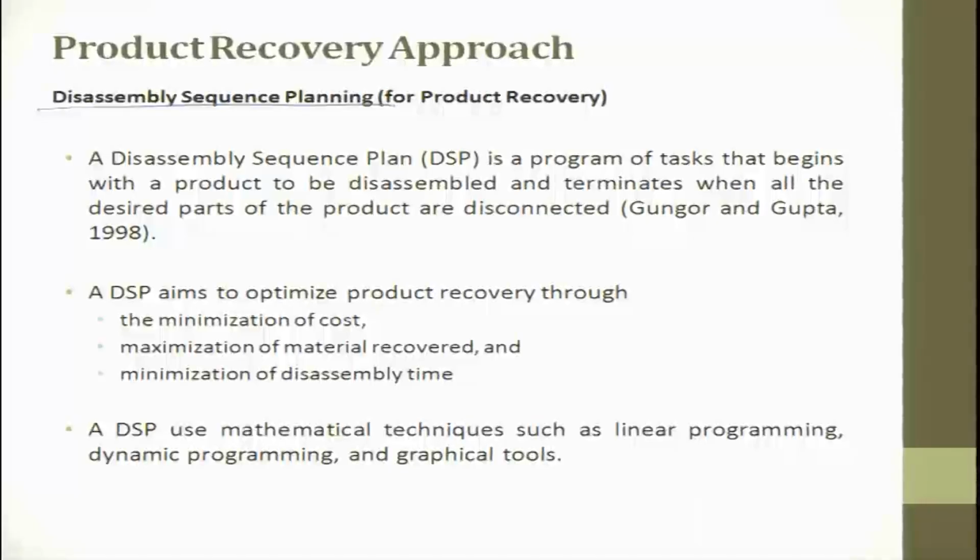So, the disassembly sequence plan for product recovery, otherwise called DSP, is a program of tasks that begins with a product to be disassembled and terminates when all the desired parts of the product are disconnected. So, a disassembly sequence plan is a program of tasks that begins with a product to be disassembled, take a car, and terminates when all the desired parts of the product are disconnected.